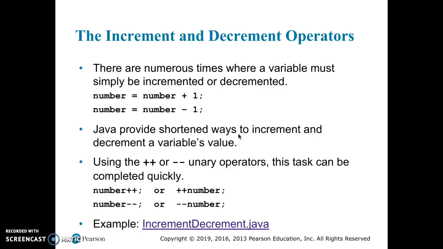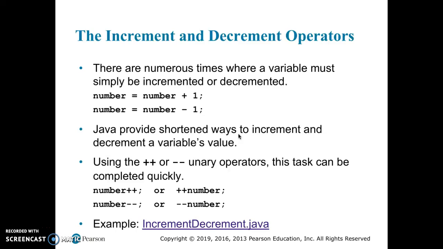Similarly, decrement is just the opposite. So if you have a number 2 and then you apply number equals number minus 1, that number would go from 2 down to 1. And this is a way when we're running through loops to keep track of how many times we've gone through the loop. It's used all the time.